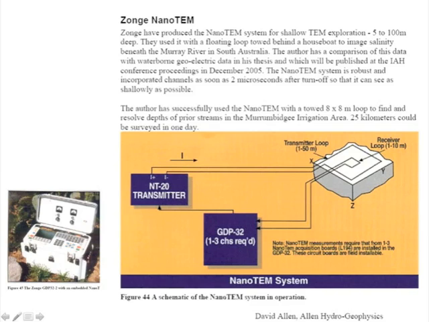Then you want a very sensitive receiver loop, so that tends to be thousands of turns of very fine wire around a circle that might be 1 meter in diameter, connected to a voltmeter that's able to collect data, much like a seismograph, at these milliseconds of time after the transmitter loop is shut off.